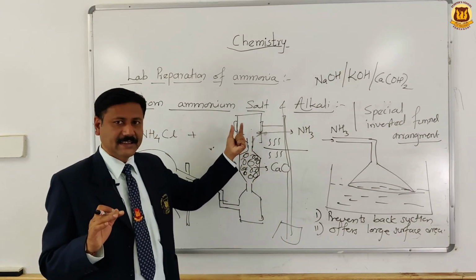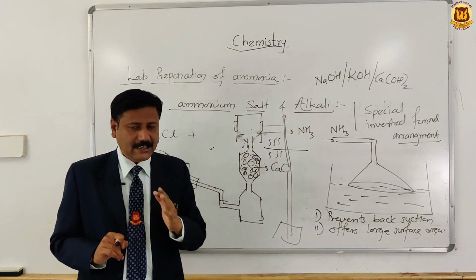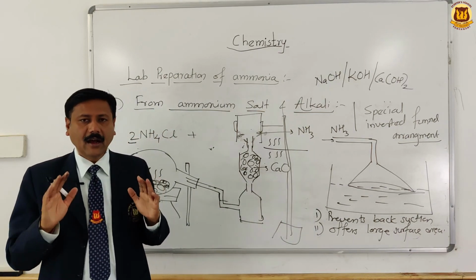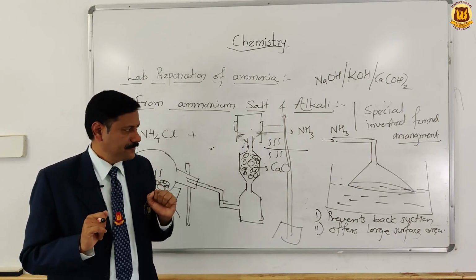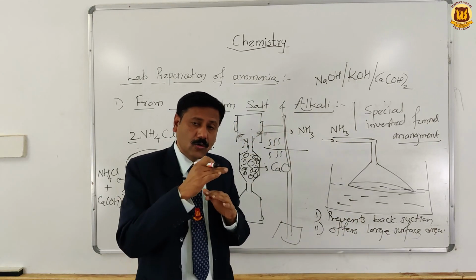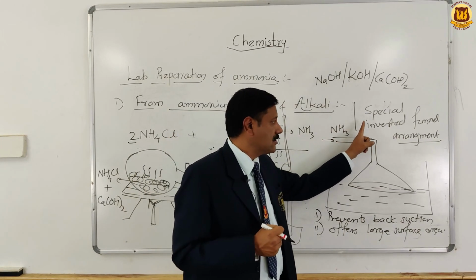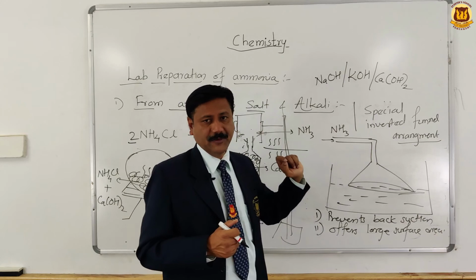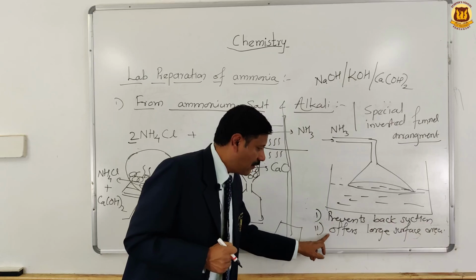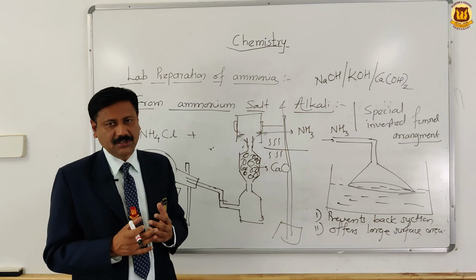Then the dry ammonia gas is collected by downward displacement of air. Why is it collected by downward displacement of air? Ammonia gas is lighter than air and highly soluble in water. Now, how to dissolve this ammonia gas in water? Using the special inverted funnel arrangement. Why is this used? Because it offers large surface area and prevents back suction.